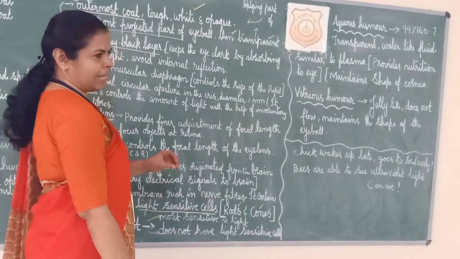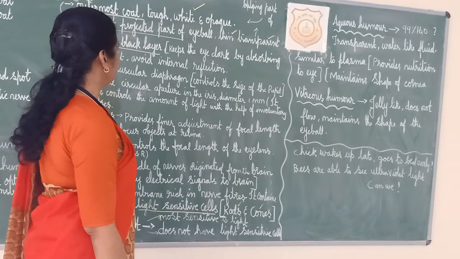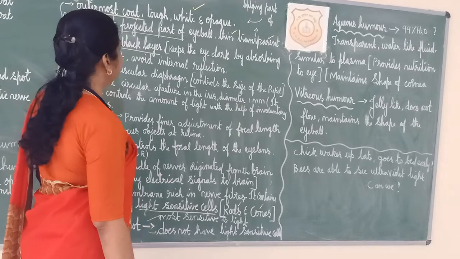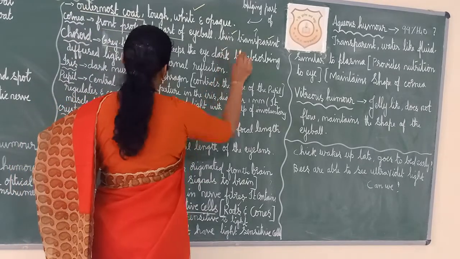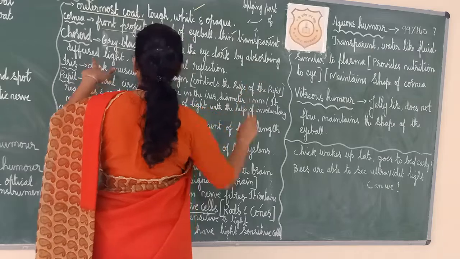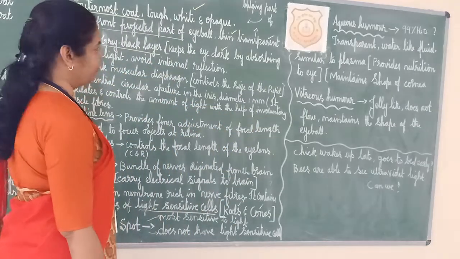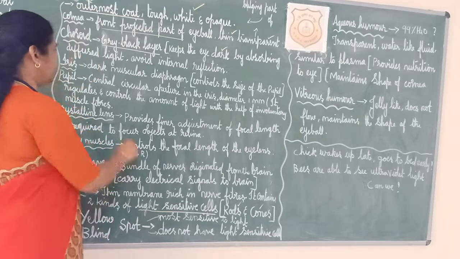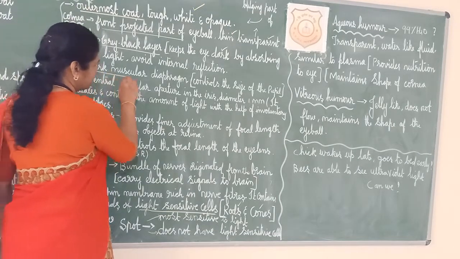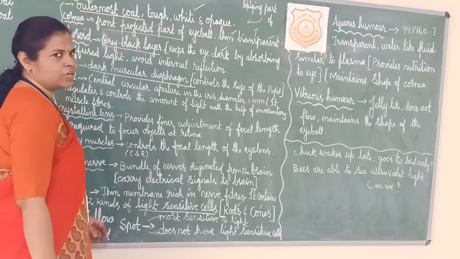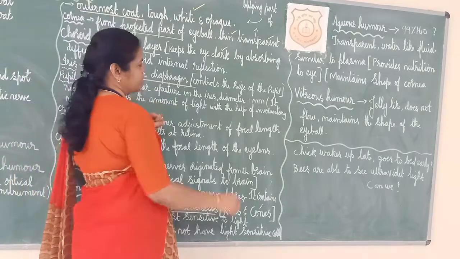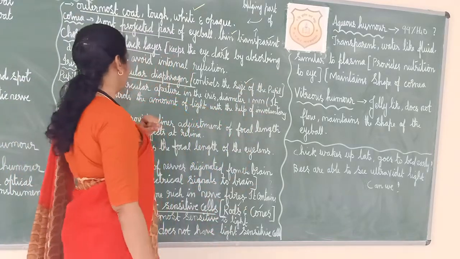And it is black in color. Why? To keep the eye dark. What will it do? It will absorb the diffuse light and avoid internal reflection. Then iris. Iris is the dark muscular diaphragm. What is its work? It controls the size of the pupil.